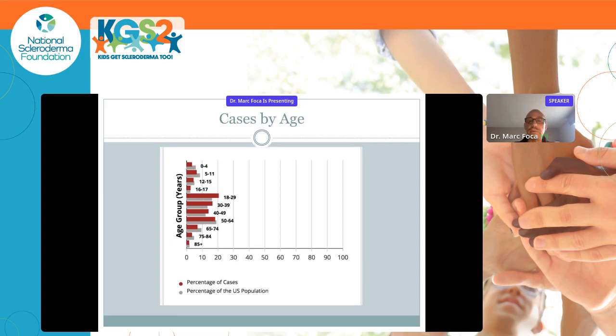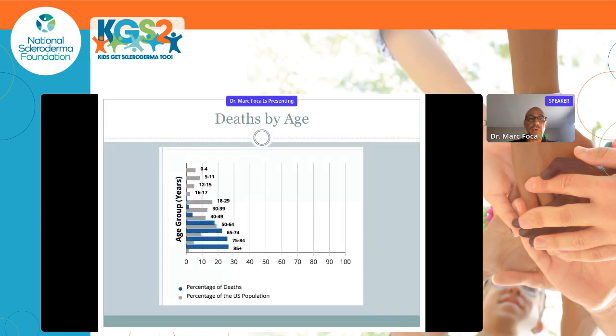When we look at cases by age, looking at the overall population, you can see, and gray again is the percentage of the U.S. population. Maroon is the percentage of cases. You can see that children are lower represented than their percentage of the population, and older adolescents and young adults are a greater percentage than their population. Everybody else is pretty much congruent.